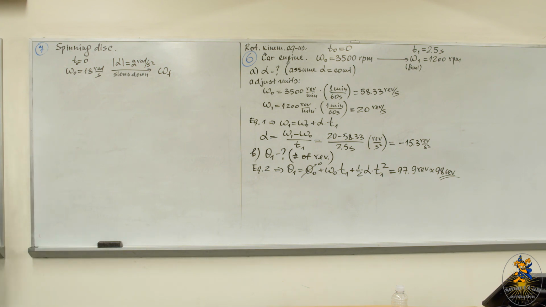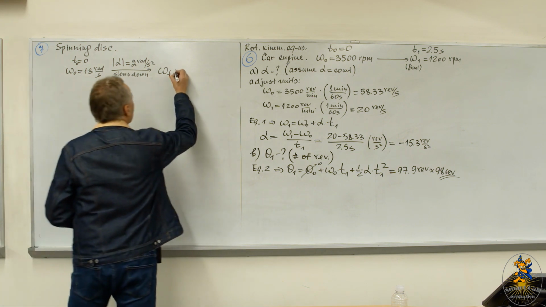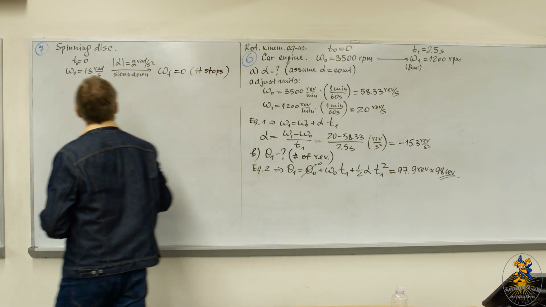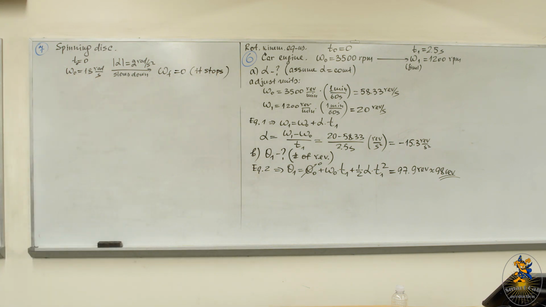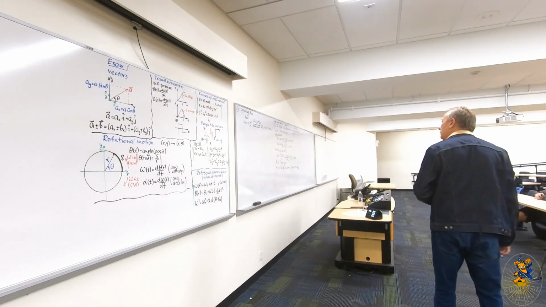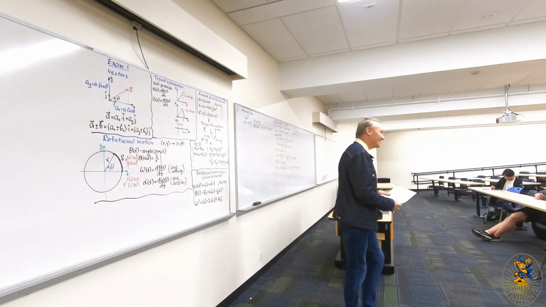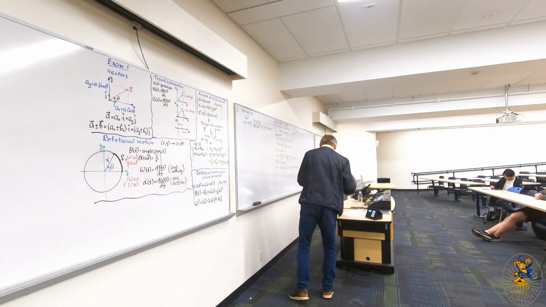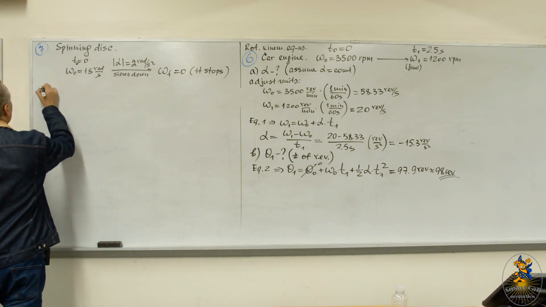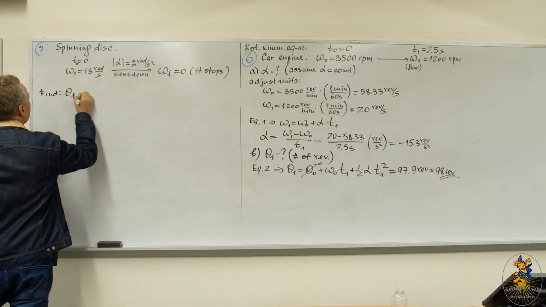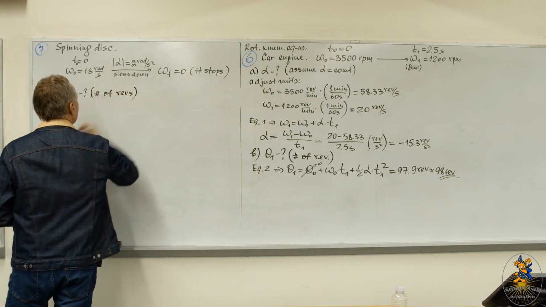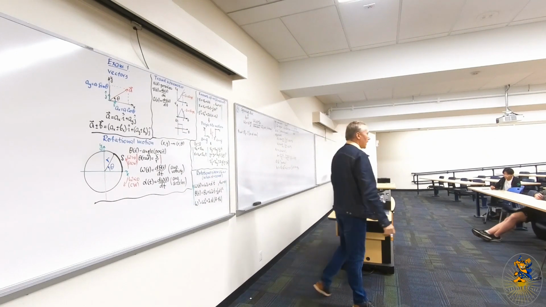So read the problem. Sometimes you just need to read the problem and convert it into numbers. So it stops. Before we start, actually, maybe I should write what we need to find. What do we have to find? The number of revolutions. We need to find theta final, the number of revolutions.